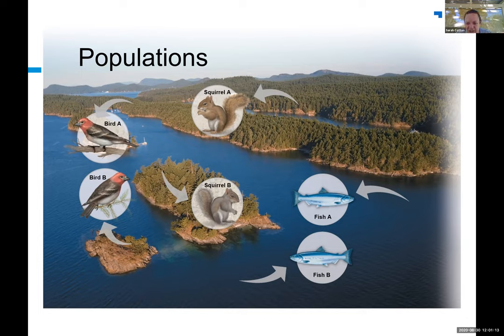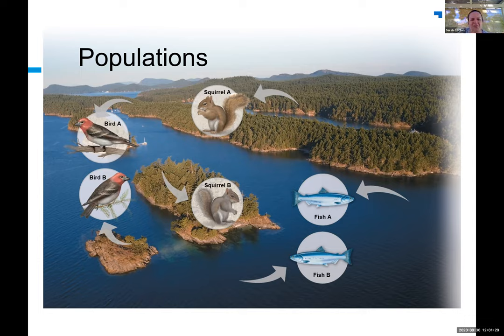How about our fish there? Well, they're all in the same body of water. So even though we find one fish in this area and one fish in that area, they look like they're probably pretty good swimmers. I bet they could totally interact with each other. So they're probably in the same population, right?